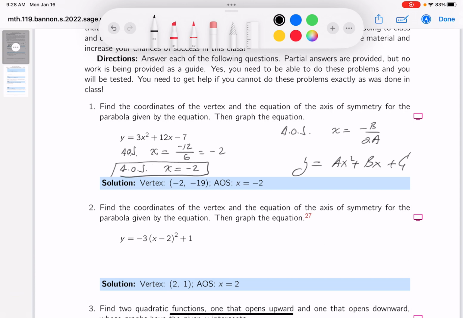The vertex is on the axis of symmetry. So let's write that down. Vertex. This is the method you were told in Math 100. That's minus 2. And then you got to plug it in. Where do you plug it in? You plug it into the function right over here.